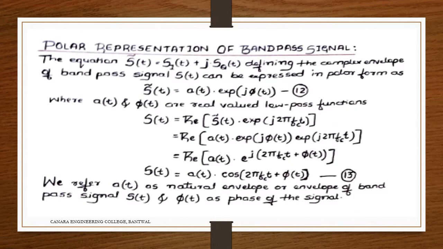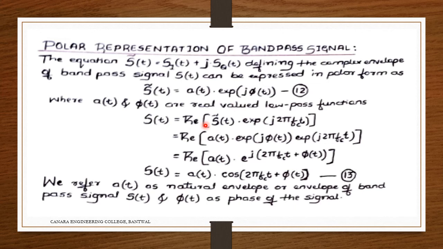Now we look into the polar representation of the band pass signal. The equation s cap of t equals si of t plus j sq of t, defining the complex envelope of band pass signal s of t, can be expressed in polar form as s cap of t equals a of t into exponential of j phi of t. So here a of t and phi of t are real valued low pass functions. So this is what we are trying to check, that the magnitude we have to represent here, and the angle is represented by phi of t.